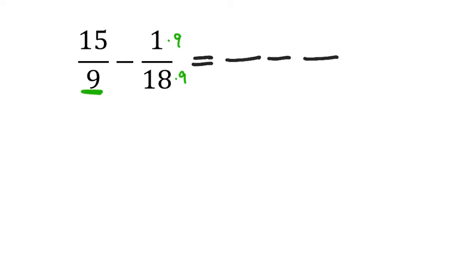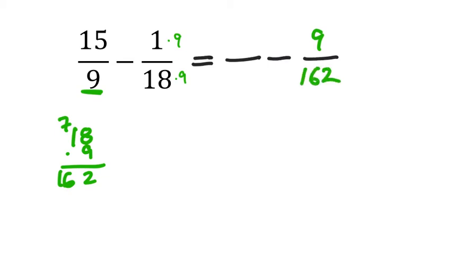And yes, we are looking at subtraction here. And so, well, let's go and do that multiplication. In the numerator, 1 times 9 is 9. In the denominator, 18 times 9. Oh, I'll need to do that one. 9 times 8 is 72. Carry the 7. And then 9 times 1 is 9, plus the 7 is 16, 162. 162, there we go.